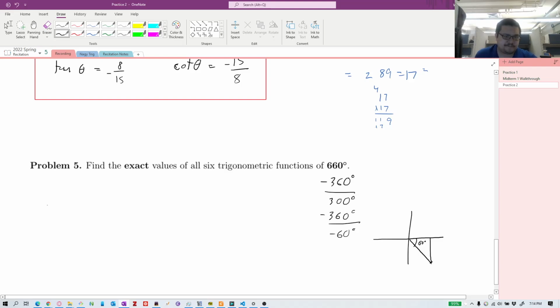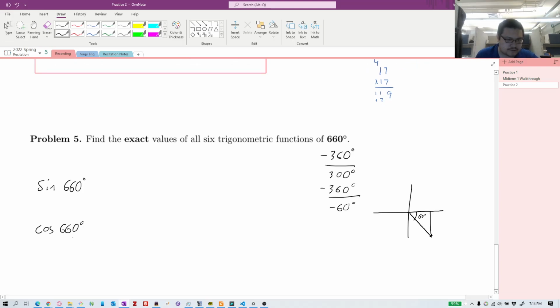And if you remember your unit circle, you actually know. Let me do it like this. It doesn't specify theta, so I'm just going to write 660 for everything. Sine, cosine, tangent. Okay. So let's start with these three.